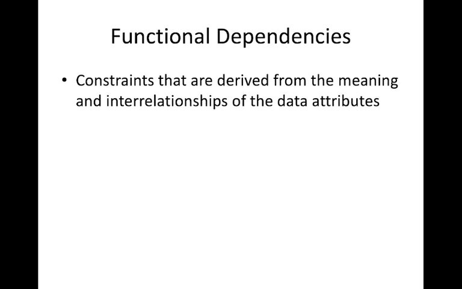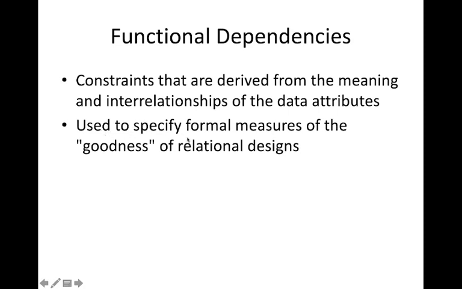So functional dependencies are actually constraints that are derived from the meaning and interrelationships of the data attributes. So it is a constraint. Functional dependency is a constraint between two sets of attributes from the database. If we have two sets of attributes, constraint means it's a functional dependency. It's a constraint or some condition that should exist. So it is used to specify formal measures of the goodness of relation designs. So this functional dependency forms a basis to say whether a relation is good or bad.